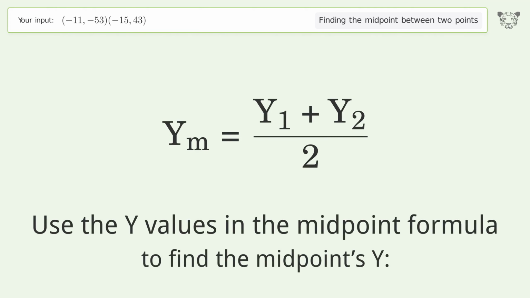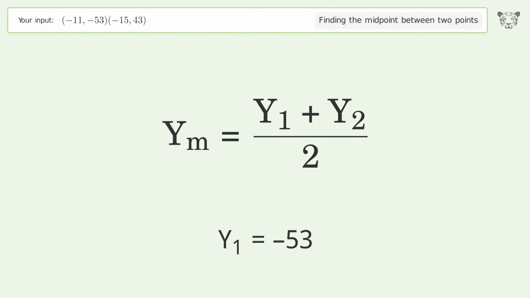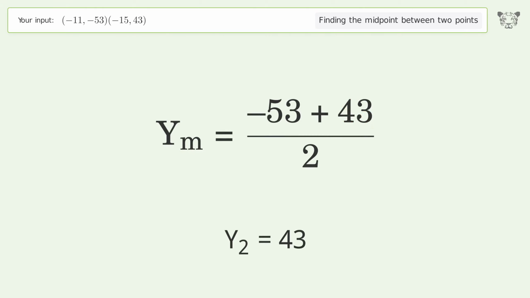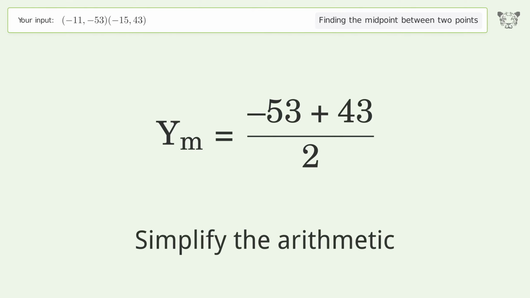Use the y values in the midpoint formula to find the midpoint's y. y1 equals -53. y2 equals 43. Simplify the arithmetic.